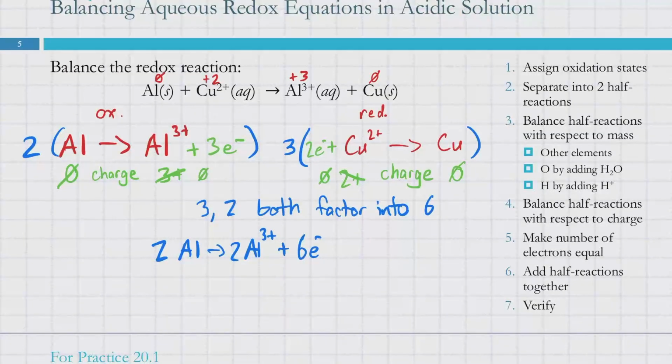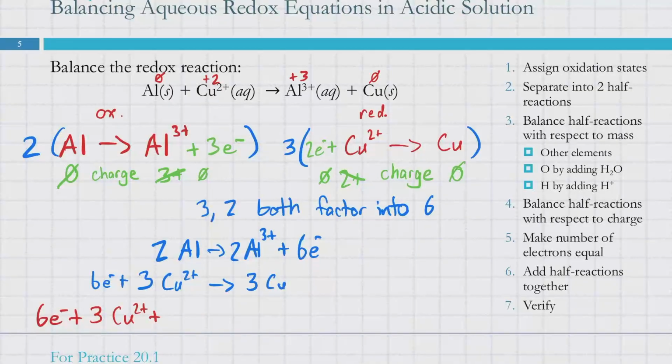And then we've got, for our copper reaction, 6 electrons plus 3 times the copper ion going to 3 times copper metal. And then we can combine them. So combining them, we'll have 6 electrons. It doesn't really matter what order you write these things in, plus our 3 copper ions, plus our 2 aluminum metal.